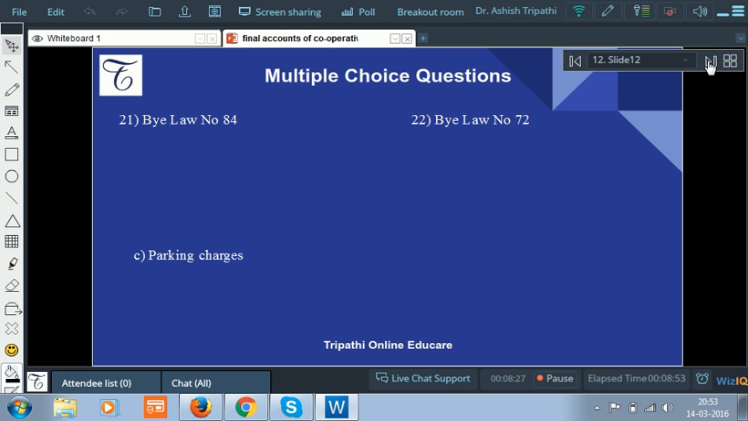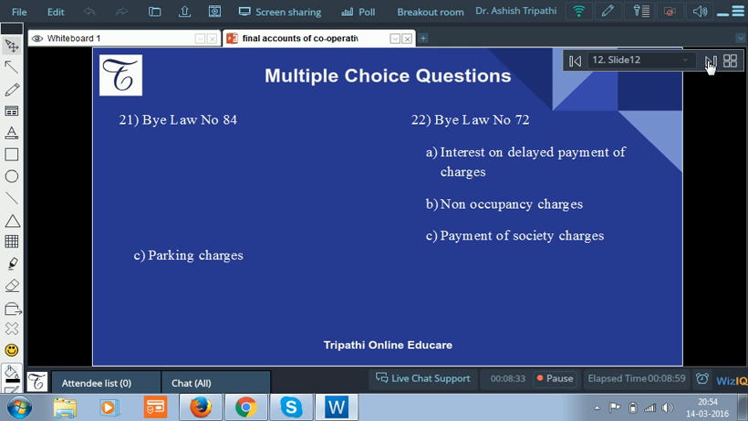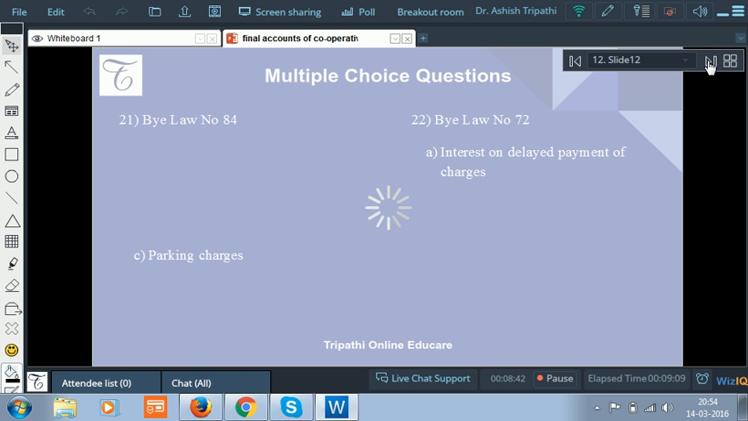22nd. Bylaw number 72. A, interest on delayed payment of charges. B, non-occupancy charges. C, payment of society charges. D, review of case in default of payment. And the correct answer is A, interest on delayed payment of charges.